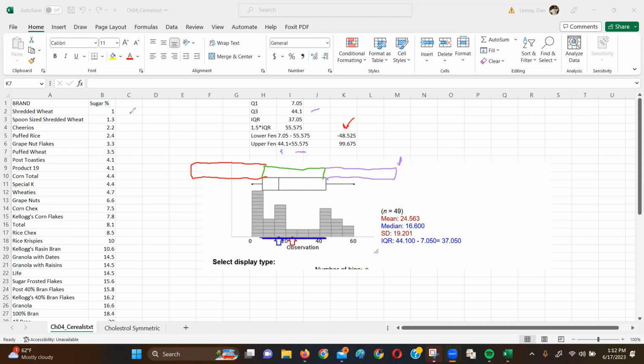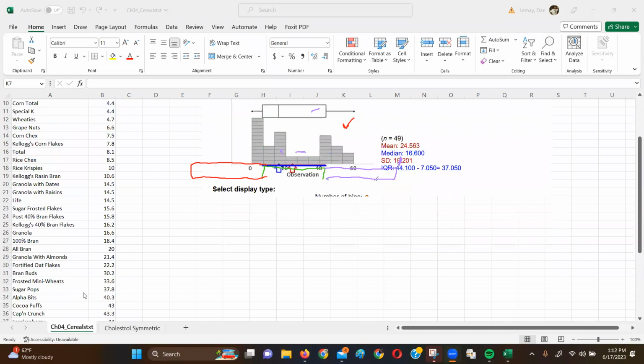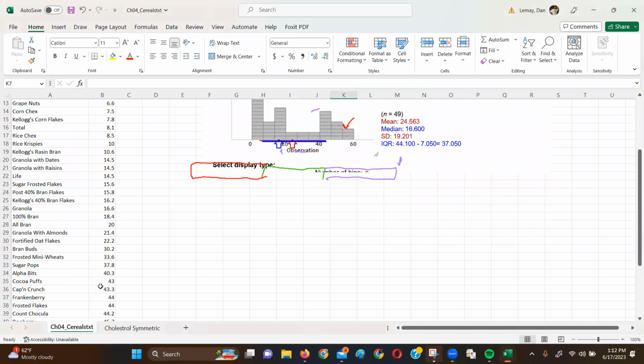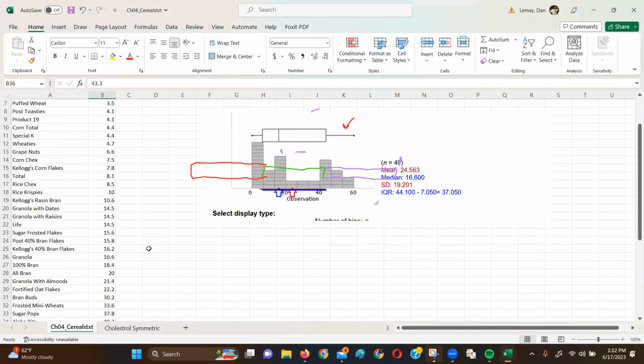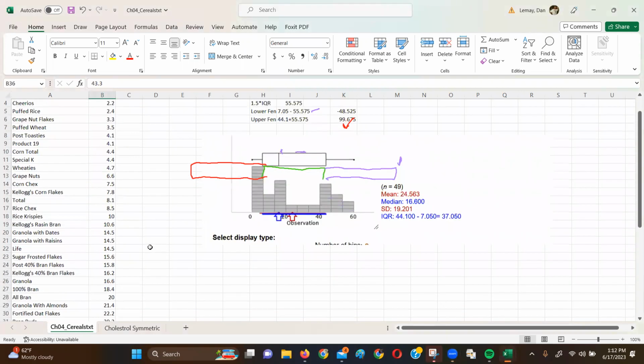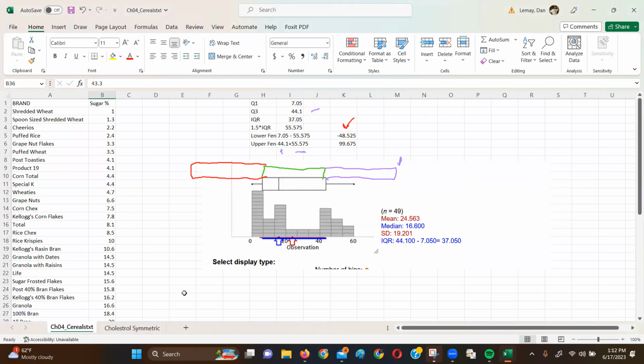So somebody wanted to argue that Sugar Smacks are, oh gosh, Captain Crunch, my favorite. Captain Crunch is too high. Well, we couldn't say that it's far enough away to say that it's unusually high. Tasted it is, but okay. So that's for a skewed distribution, how you find the outliers.